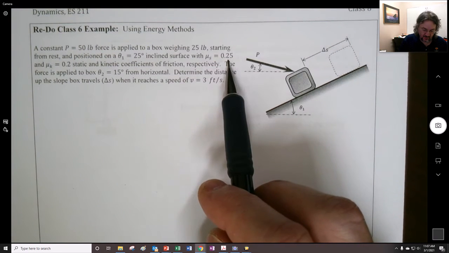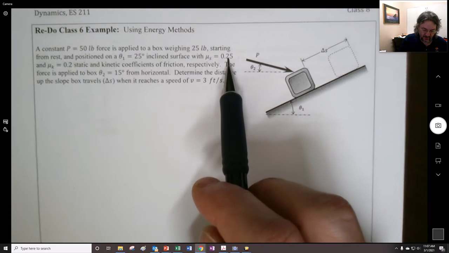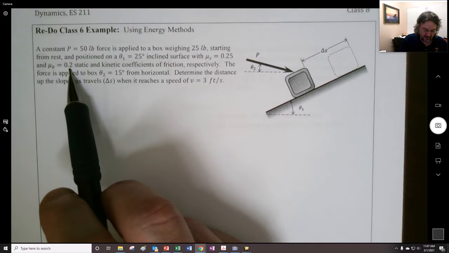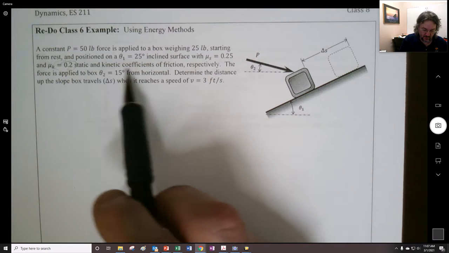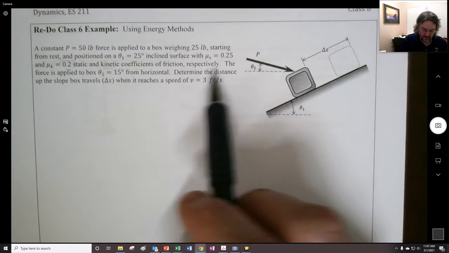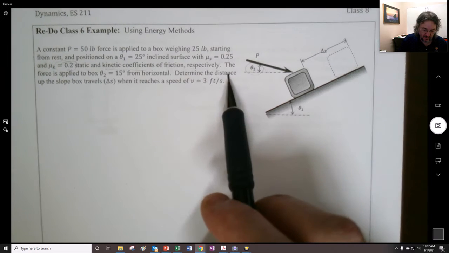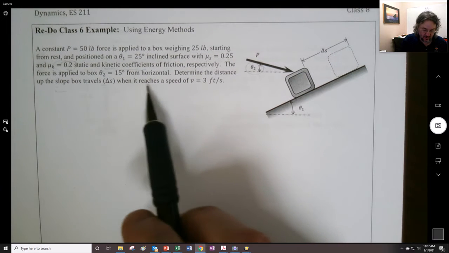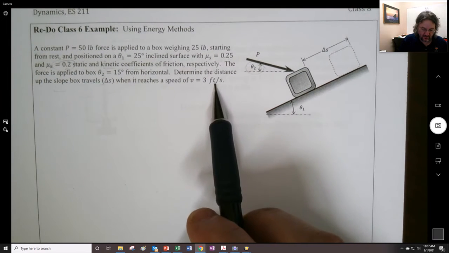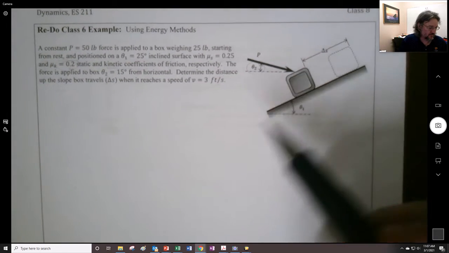It's got a coefficient of static friction of 0.25 and kinetic friction of 0.2. We're going to assume it moves, so we'll only use the kinetic coefficient of friction. And the force is applied at a 15-degree angle right here. We want to find the distance up the slope when this block reaches 3 feet per second right here.